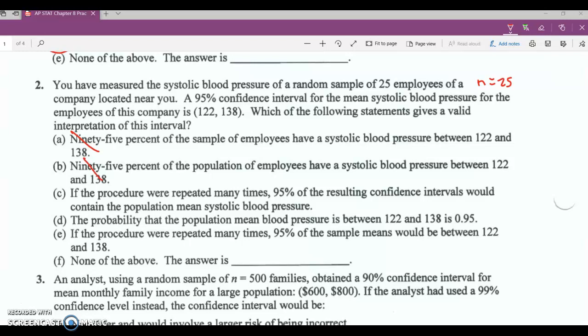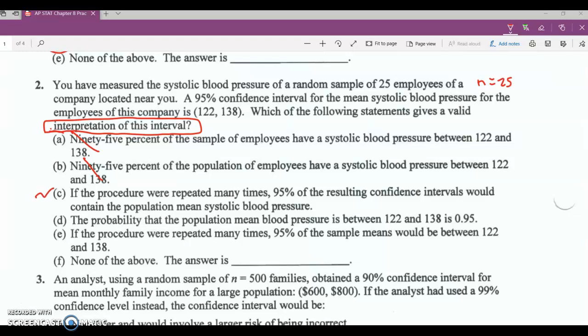If the procedure were repeated many times, 95% of the resulting confidence intervals would contain the population mean systolic blood pressure. That's my interpretation of confidence level. So that looks okay, but they're asking which of the following statements gives a valid interpretation of the interval, not of the level. I like this answer, but it seems that it's more of an interpretation of the level.